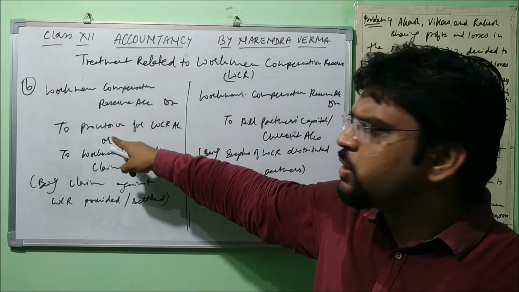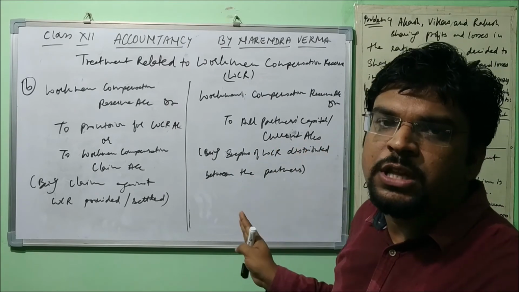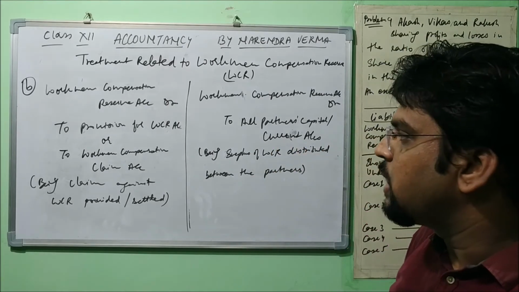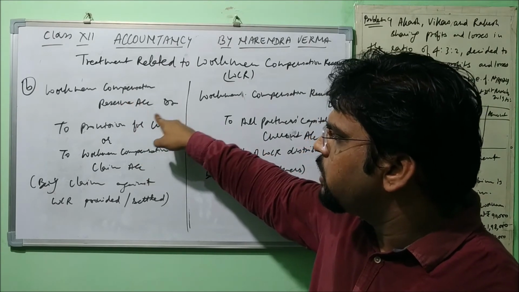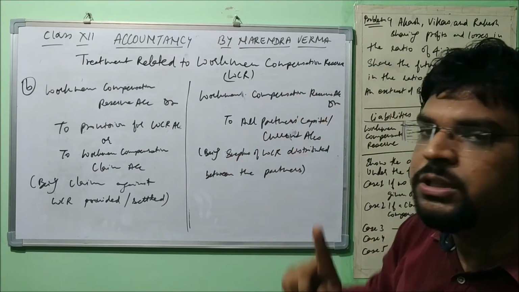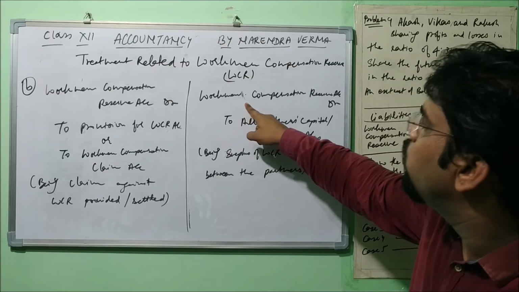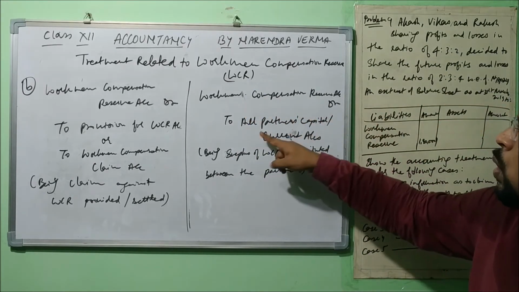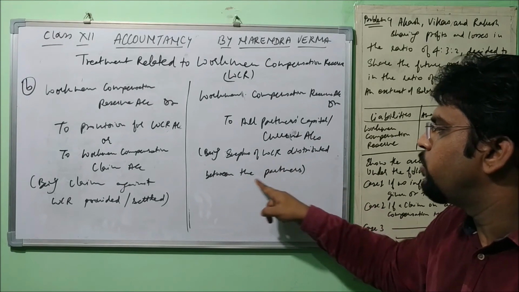One entry will be similar because the claim has been settled. I give you the example. The WCR is 50,000, the claim is 40,000, say for example. So for 40,000, we will pass the entry, Workmen Compensation Reserve account debit to provision for WCR account, right? And the rest of the 10,000 will be distributed to partners, right? So the entry will be Workmen Compensation Reserve account debit to all partners capital or current account, being surplus WCR distributed between the partners.